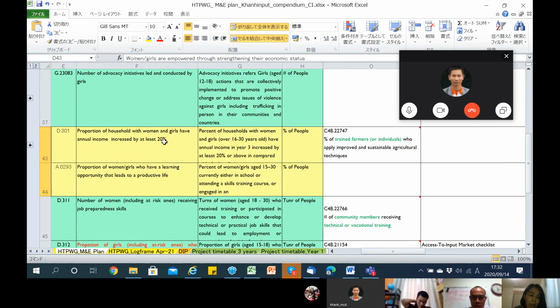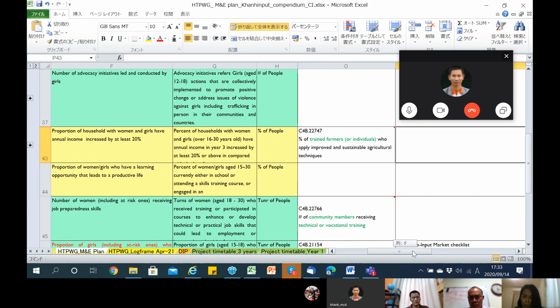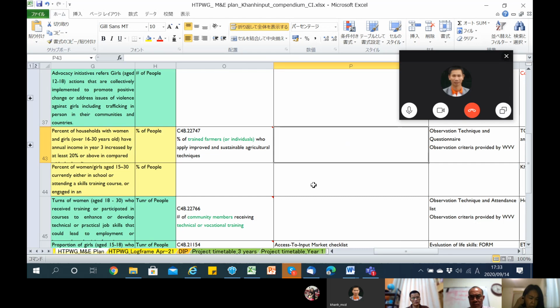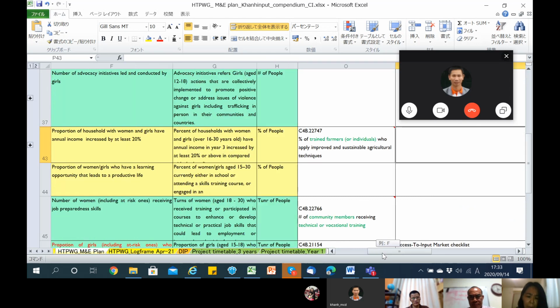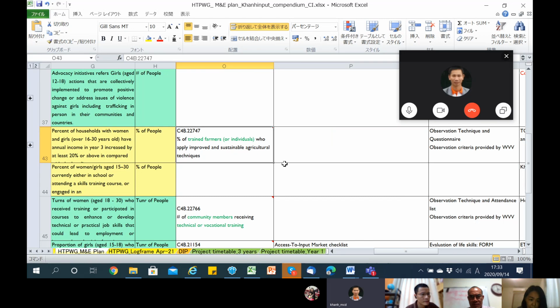The indicator for this outcome is the proportion of households with women and girls whose annual income increased by at least 20%. Again, it seems we have a compendium indicator, but I haven't got the tools for this indicator yet. I'm asking Mr. Hoa, so I will collect it by tomorrow. If we don't have it, can Mr. Quang develop this? Yes, we can.